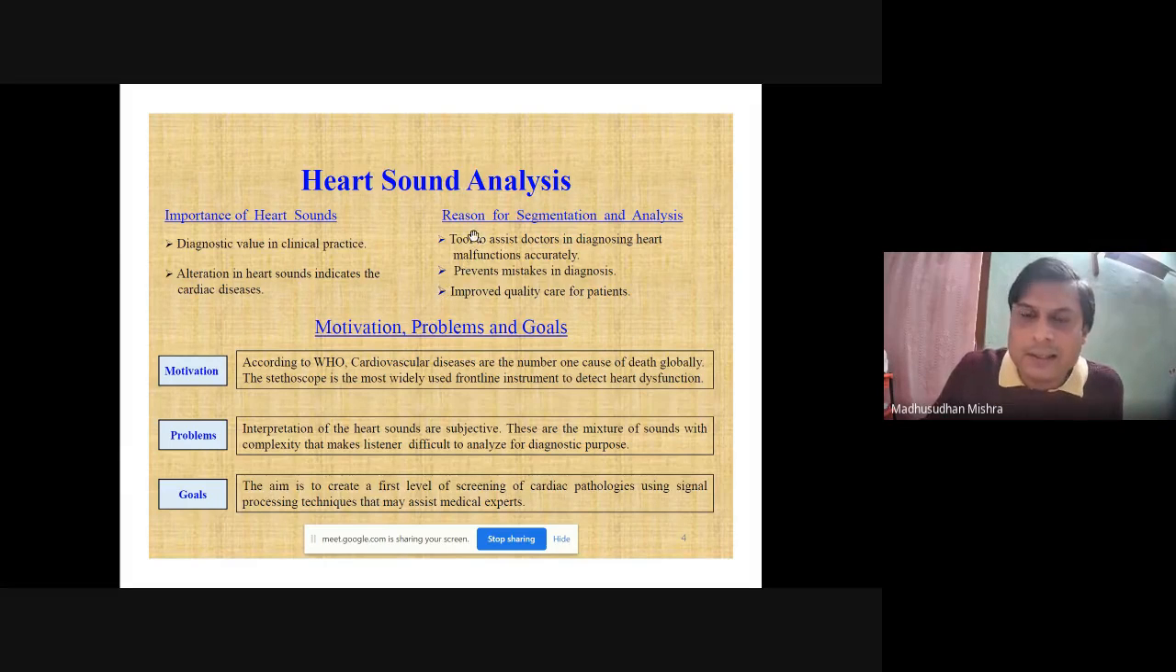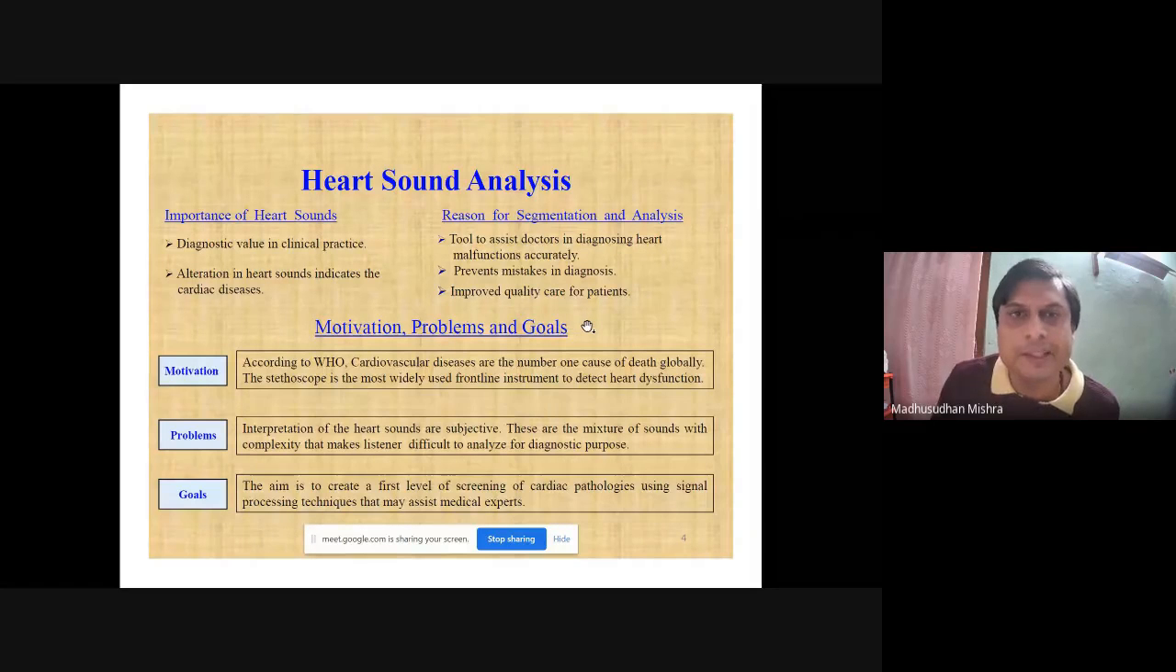That's why automated segmentation or analysis of these heart sounds using machine learning or signal processing techniques may help us prevent the mistakes caused by cardiologists and physicians. And definitely this analysis using signal processing will improve the quality of care for patients.